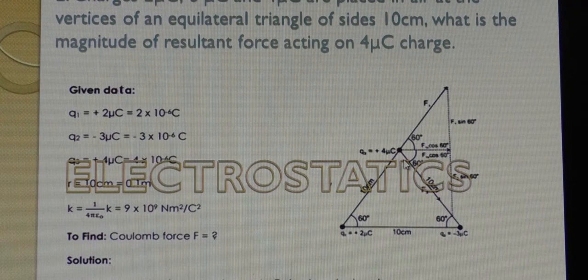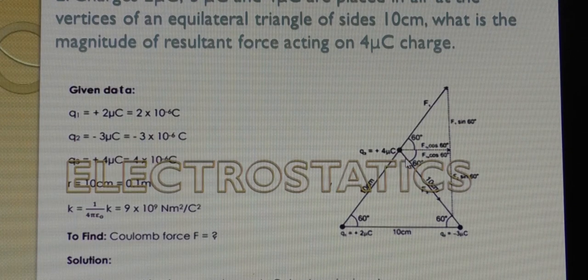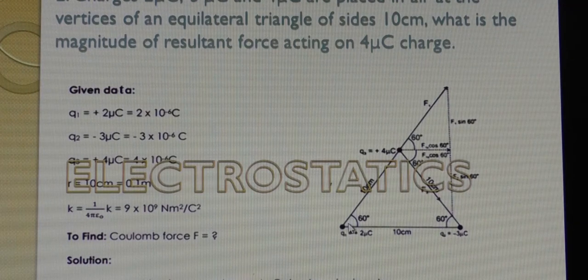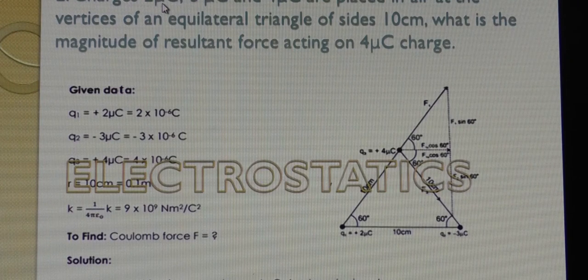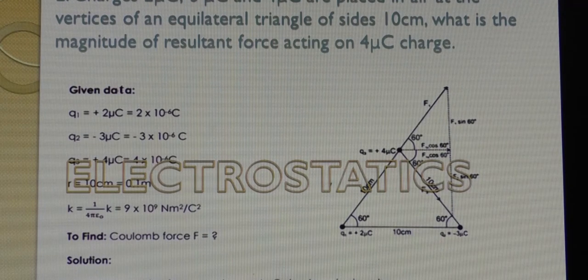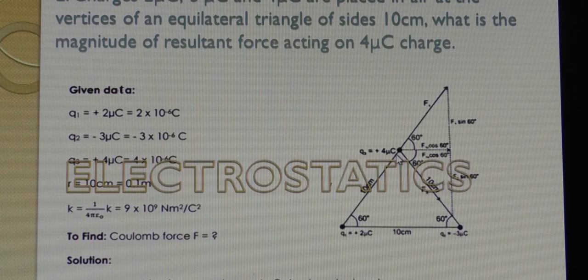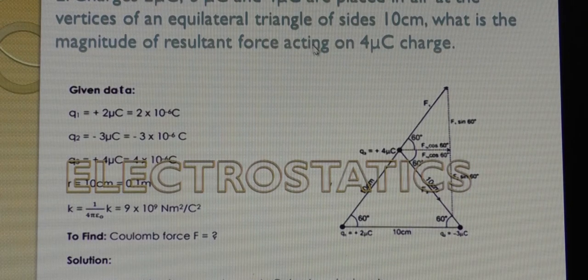So let me draw here an equilateral triangle, and at its vertices there are 3 charges placed. Let me call the first one Q1, this is Q2 and this is Q3. So this is Q1, 2 microcoulomb, this is Q2, minus 3 microcoulomb, a negatively charged particle, and this is the third one, plus 4 microcoulomb. These are placed over here, all at a distance of 10 centimeters.